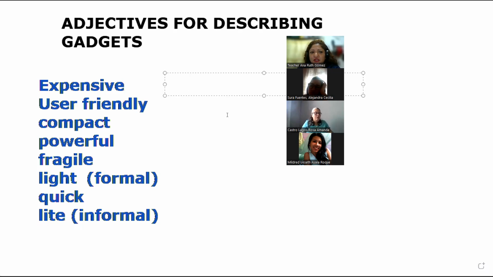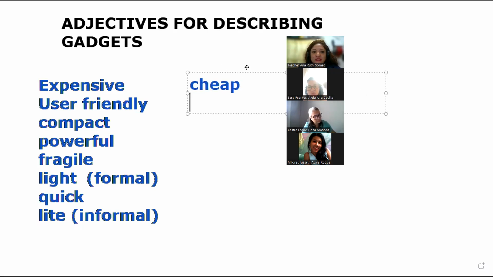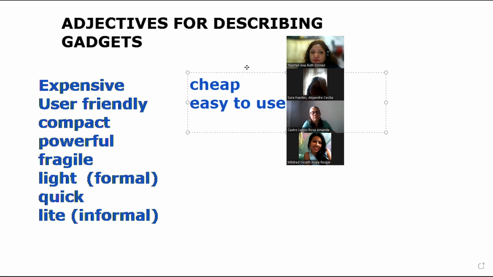Adjectives for describing gadgets. Cheap. Cheap, all right. Yes. What else? So we have expensive, user-friendly, compact, powerful, fragile, light. Easy to use. Yes, you can say this one, easy to use. Modern, yes, that's another one.